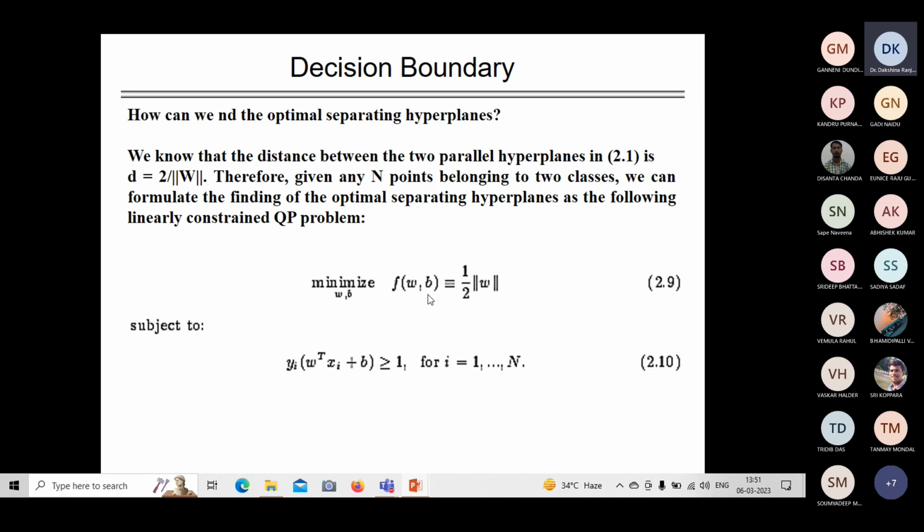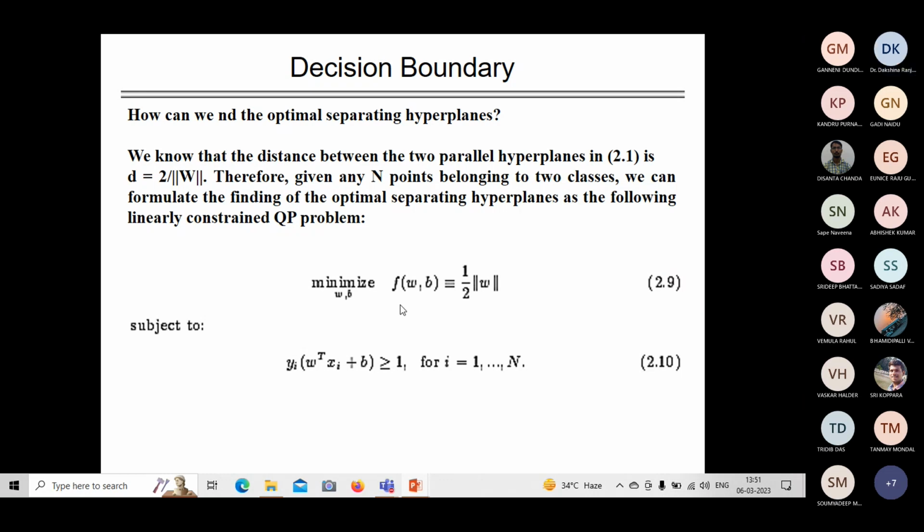So f of w comma b. Here w and b are the model parameters, and we have to estimate these model parameters by training. When we perform the training with n number of observations, these n observations will be used to estimate the weight vector w and bias b. When we do the classification with some unknown pattern or observation, we will use this weight and bias with that unknown feature vector and get the class information for the unknown sample.